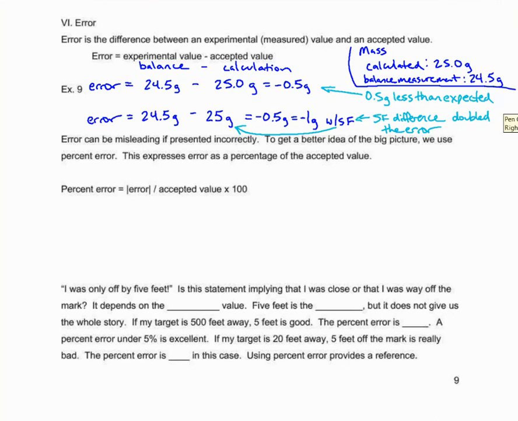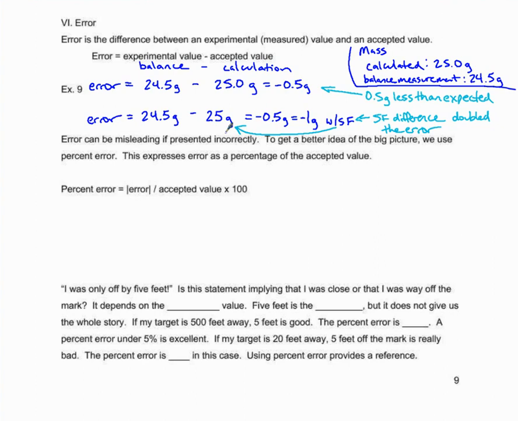Now, did anything actually change? Probably not. It was probably exactly 25 grams, just like above. The only issue is that we forgot the 0.0, and that changed the digits that were required. So just an illustration of something that could happen if you don't follow your appropriate significant figures. See, this number is more accurate than this number, so we have to be careful with those. Error can be misleading if you present it incorrectly.